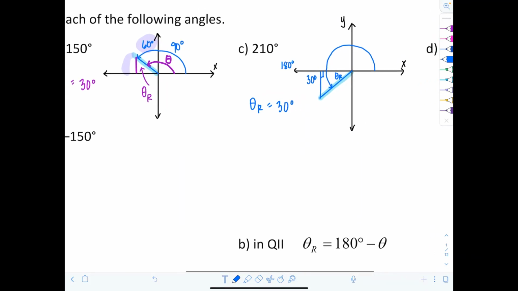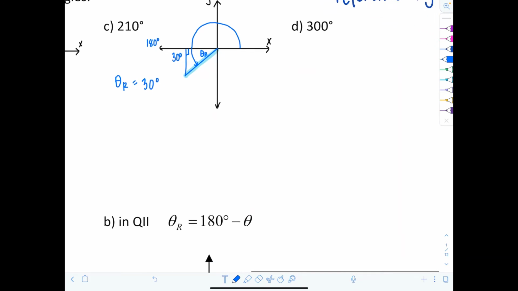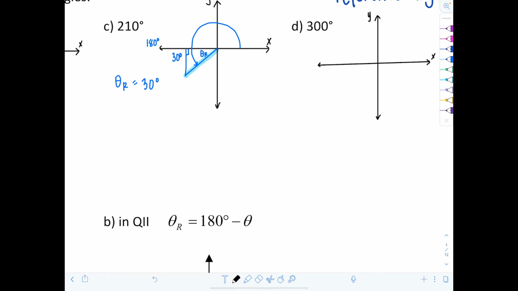All right, let's look at one more here. We have 300 degrees. Okay, let's think. In which quadrant will the terminal side of this angle lie? X-axis, y-axis. So 300 degrees. Just think of it this way. All the way around, one complete revolution is 360 degrees. If we're going 300 degrees, then that means we're short 60 degrees.